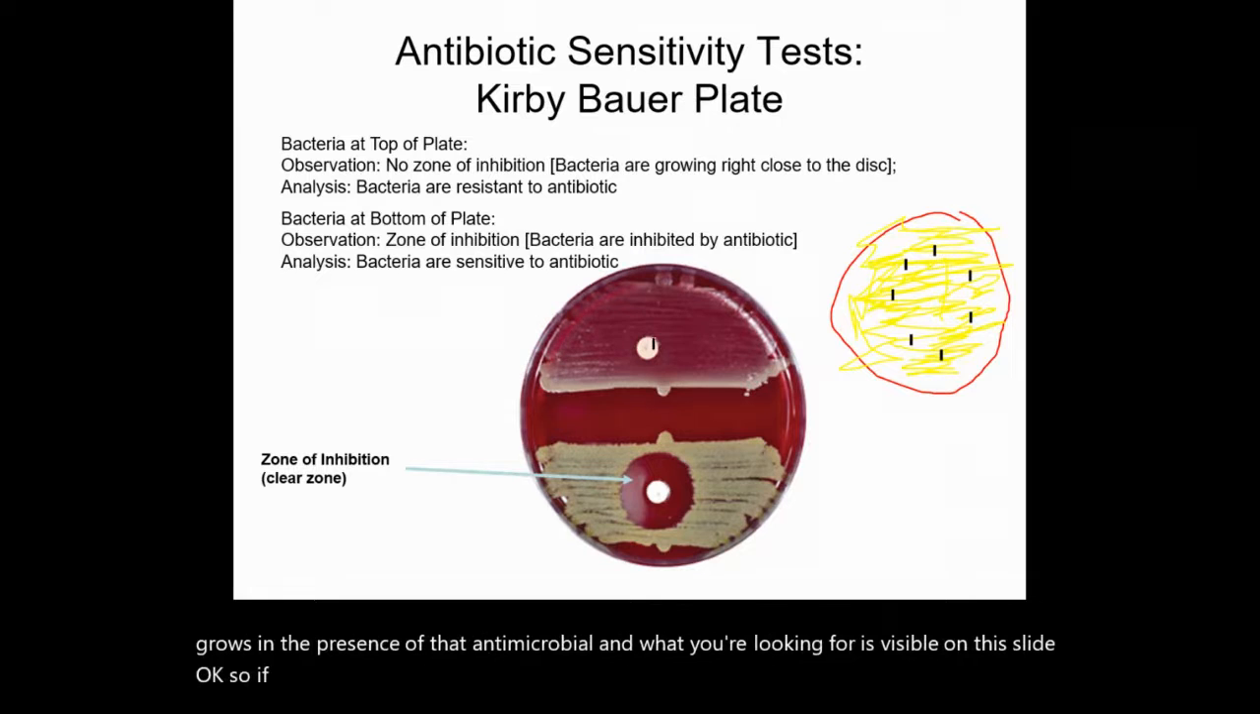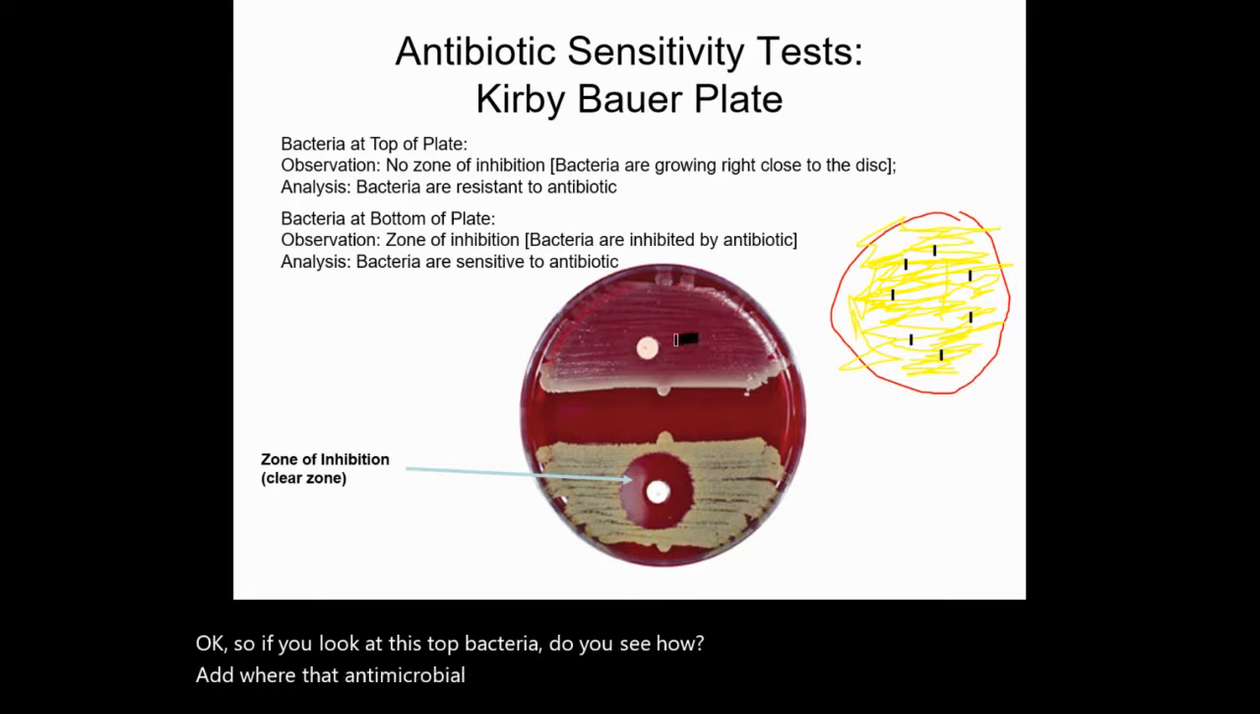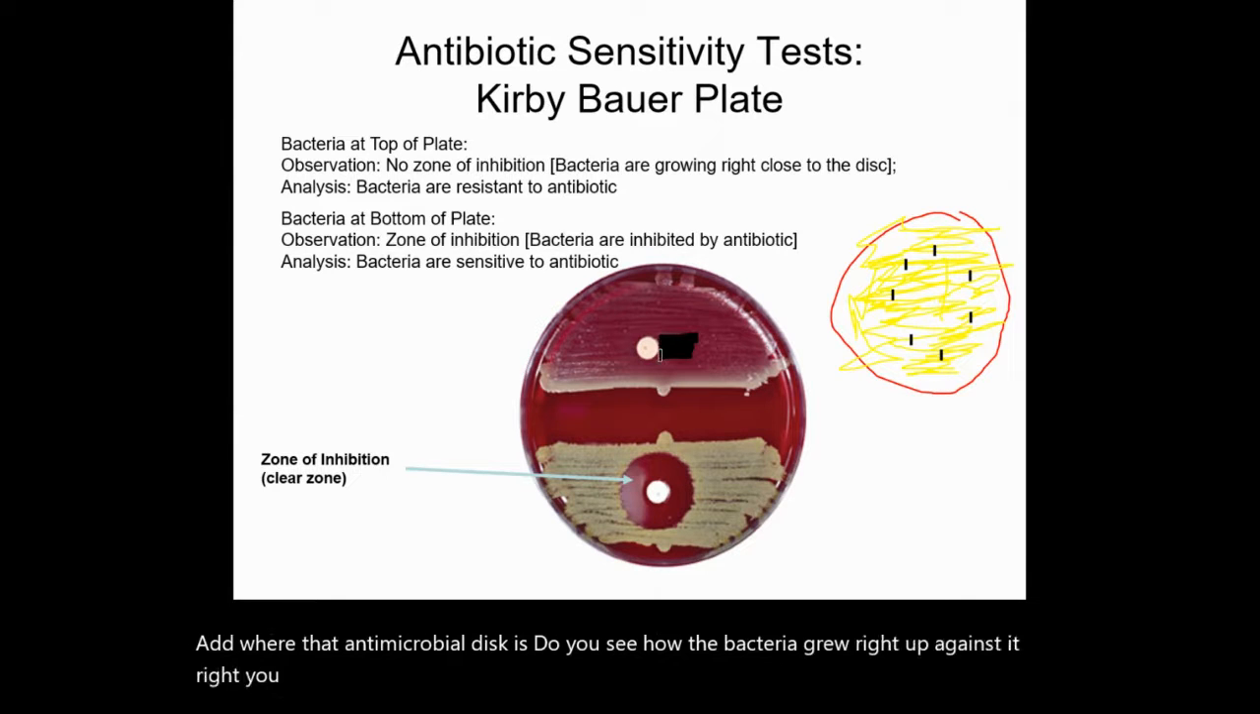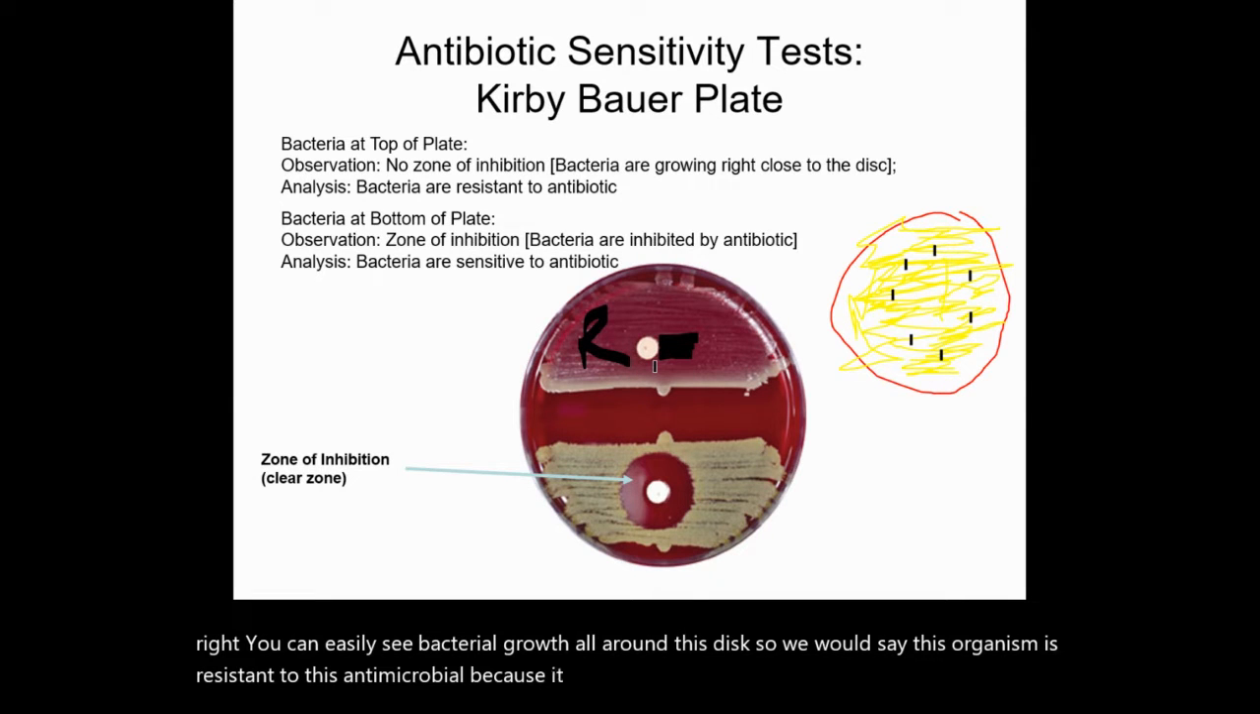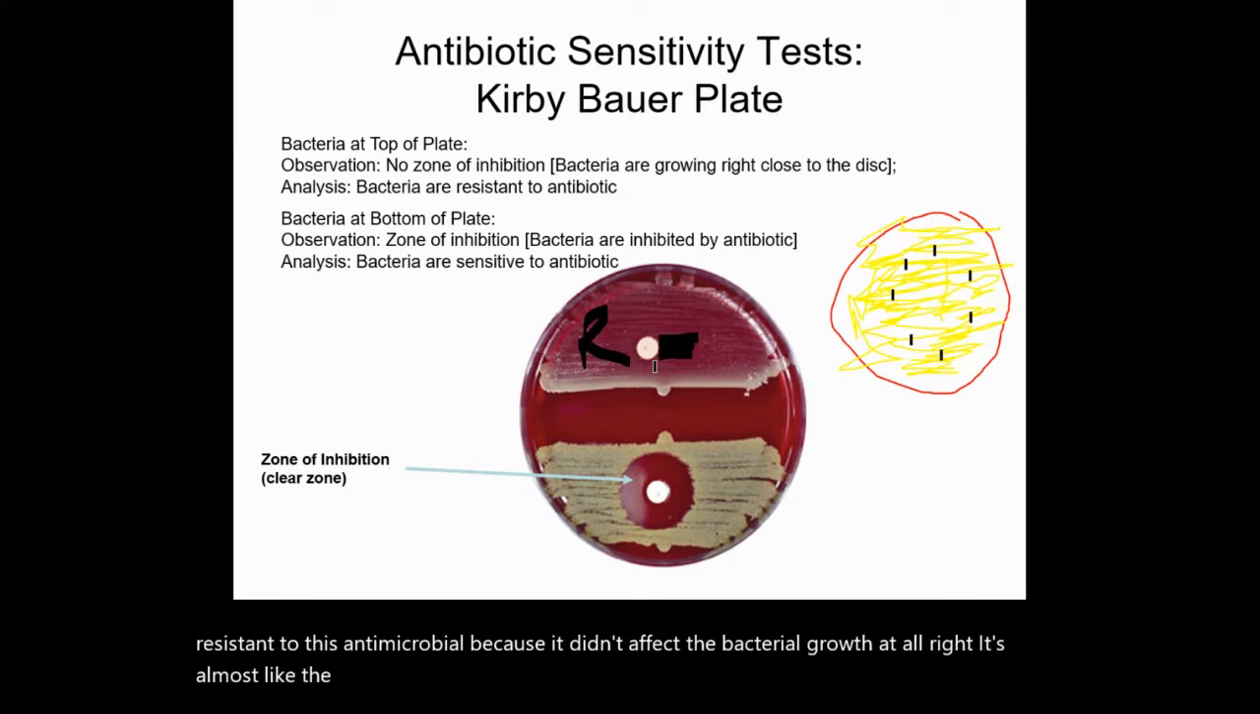If you look at this top bacteria, do you see where that antimicrobial disc is? Do you see how the bacteria grew right up against it? You can easily see bacterial growth all around this disc. So we would say this organism is resistant to this antimicrobial because it didn't affect the bacterial growth at all. It's almost like the bacteria was kind of laughing at it, like, ha ha ha, you tried to slow me down, but you couldn't.